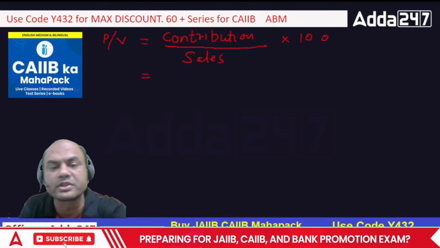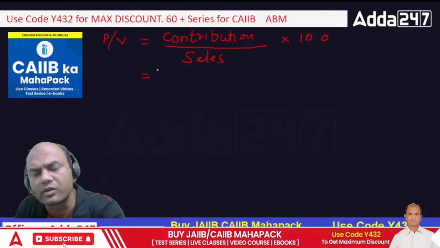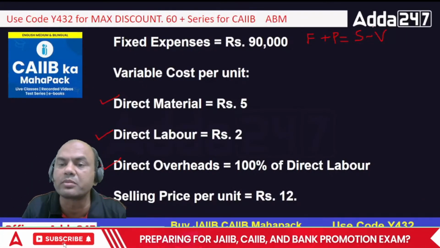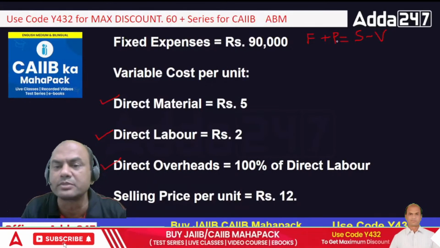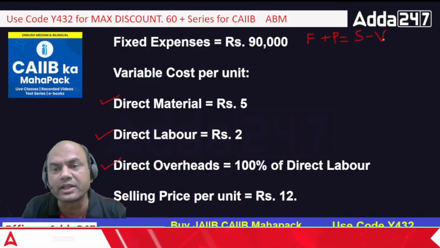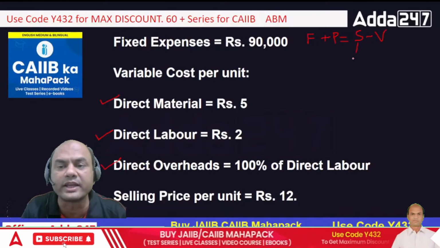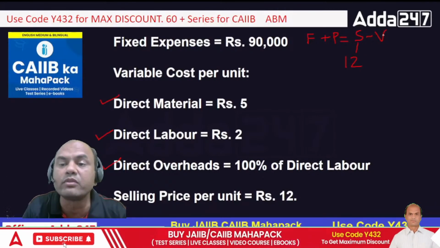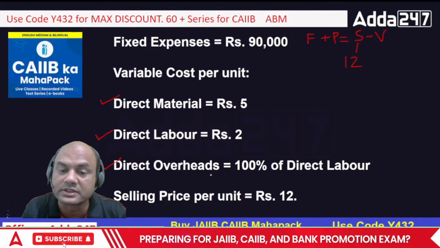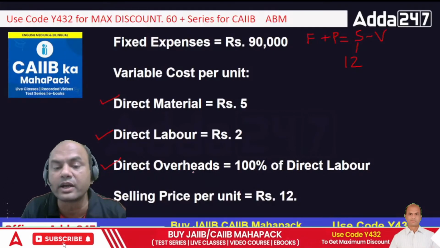What is the contribution first? How to find out the contribution? Contribution is S minus V, or F plus P, both. But do you know profit? You don't know profit. So what do you know? S minus V. Do you know S? Yes, per unit. It's always per unit. So S is 12 over here. But what is V, the variable cost? 5 is the variable cost, 2 is the variable cost, plus direct overheads, 100% of the labor. So if labor is rupees 2, this overhead will also be rupees 2.